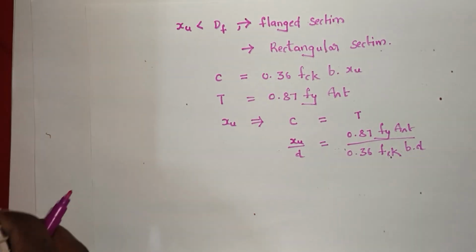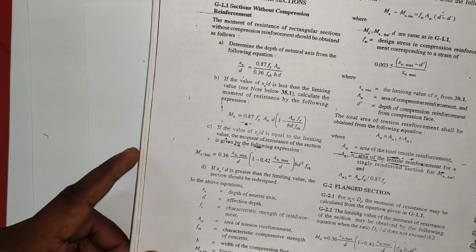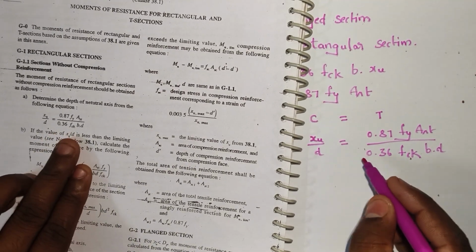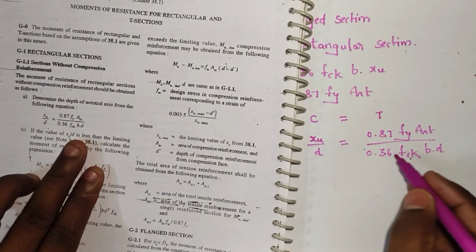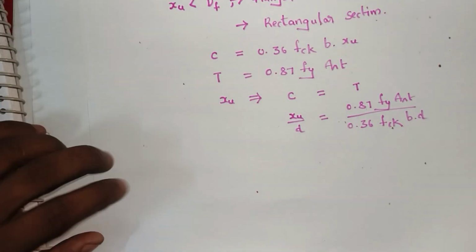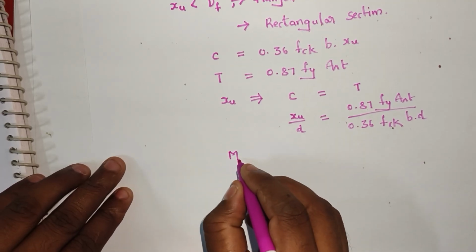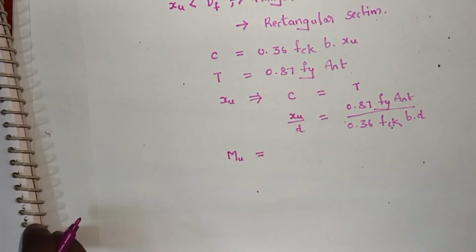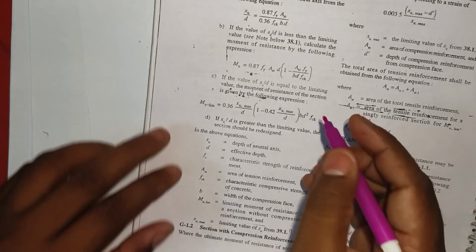Right? Same formula. See, in page number 96 also you are having this same formula. Same, XU by D is equal to 0.87 Fy AST by 0.36 FCK B into D. If you want to determine the moment of resistance, then you are having the formula here.